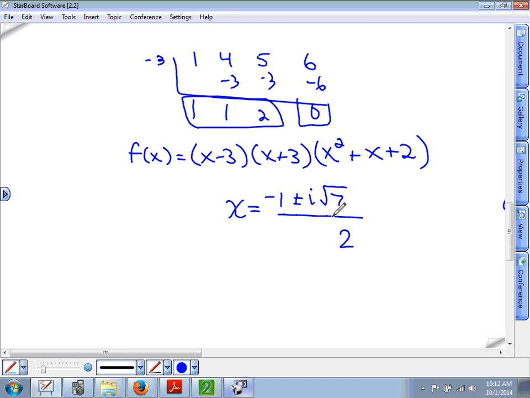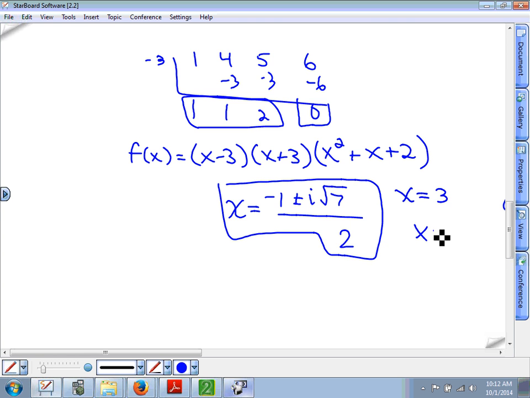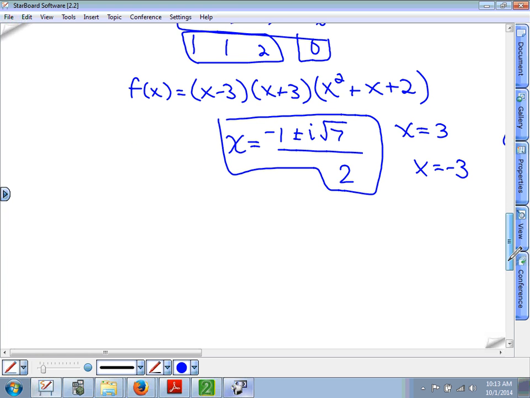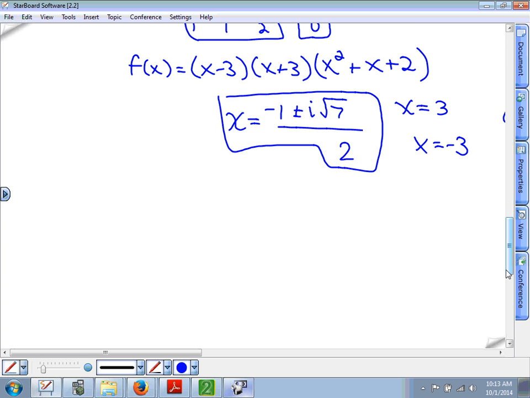So then the zeros, these are 2 of them right here. Those are 2 of the zeros. The other ones were x equals 3 and x equals -3. So those are all 4 of the zeros. The other part of the problem is you want to write this in factor form. It's not hard. You just got to be a little careful with it.